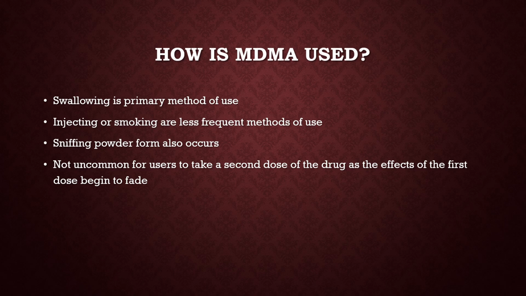MDMA is notoriously unreliable in content. There are a number of chemically similar substances to MDMA that are commonly sold as MDMA on the street, and that actually does include methamphetamine, and some are actually pressing cocaine into it or heroin.